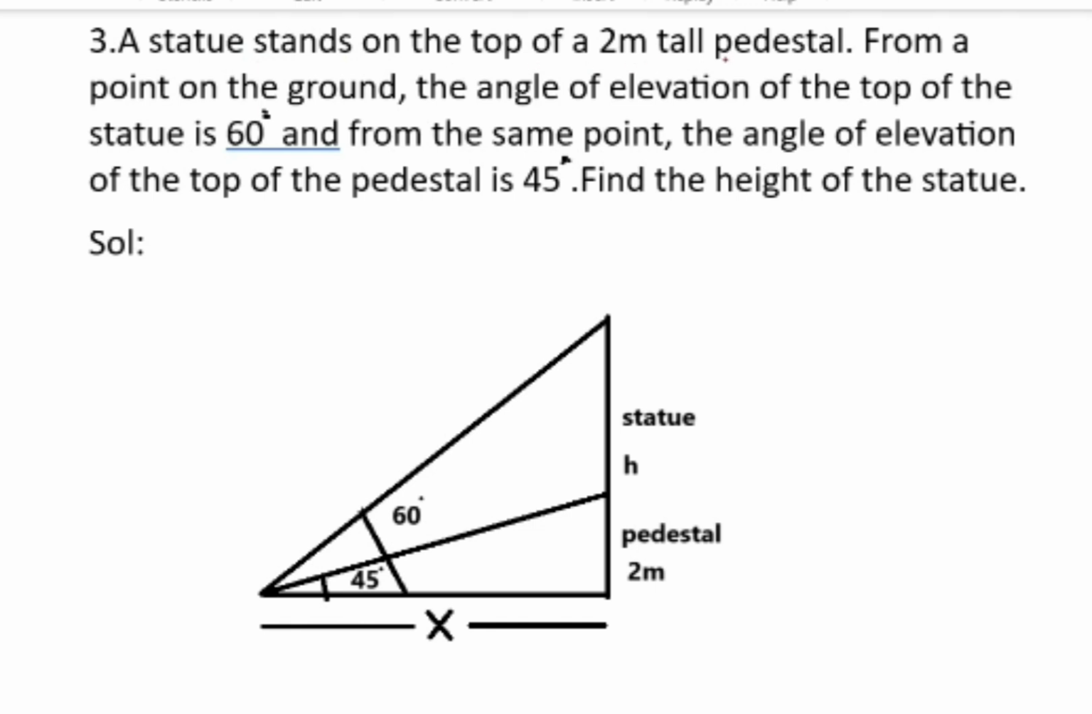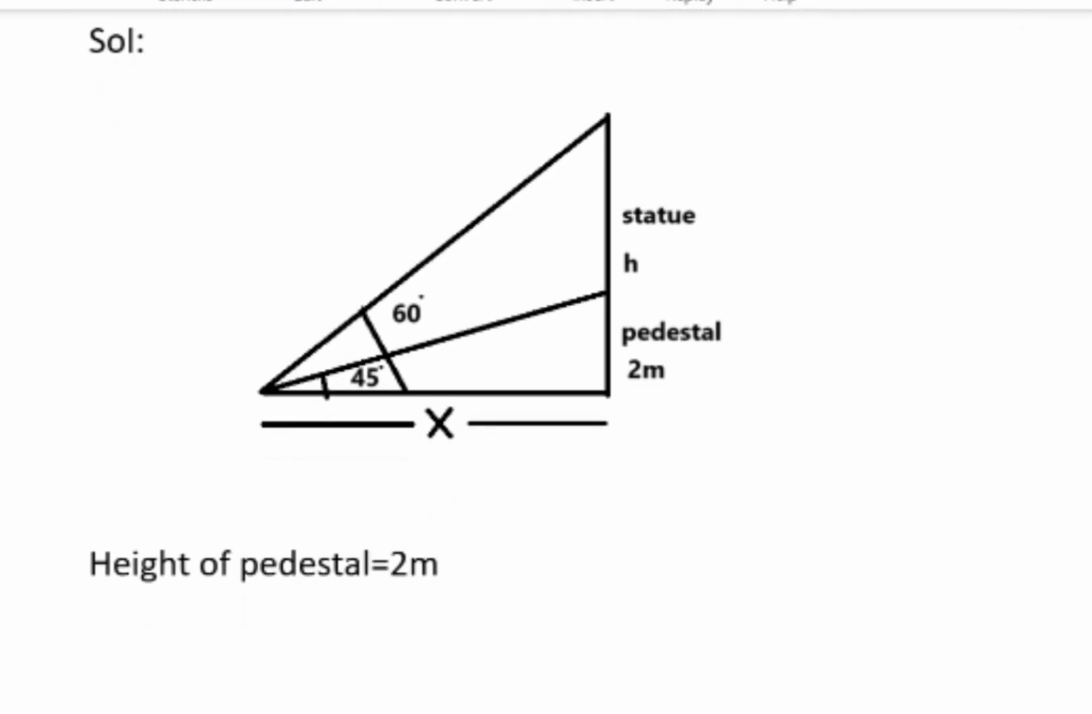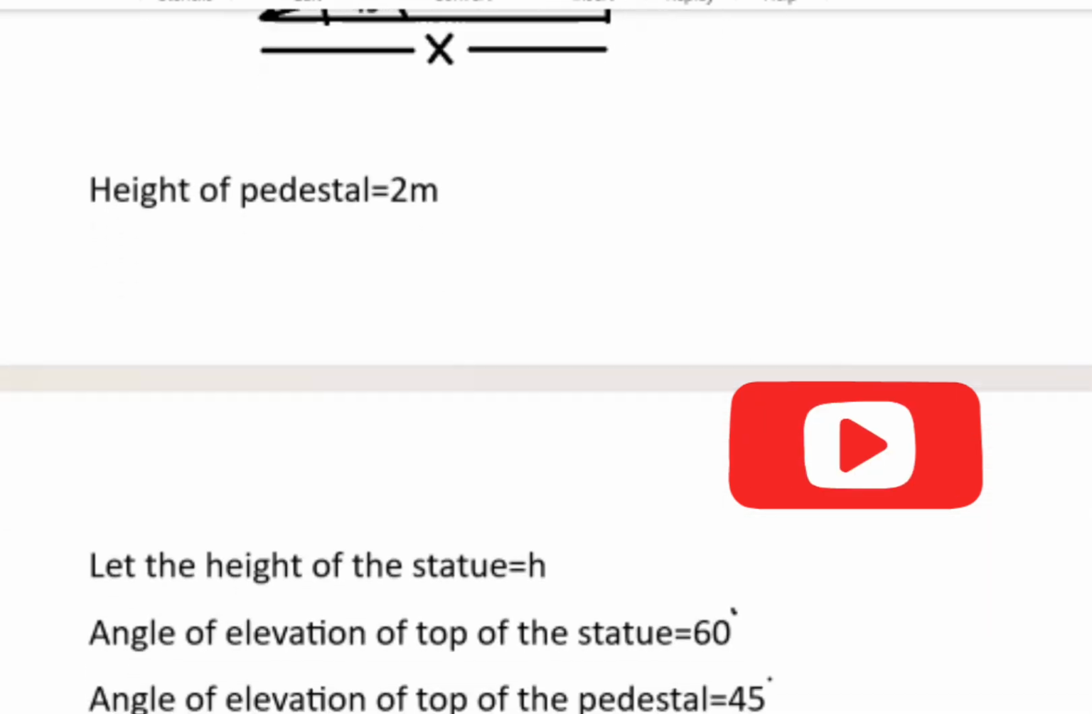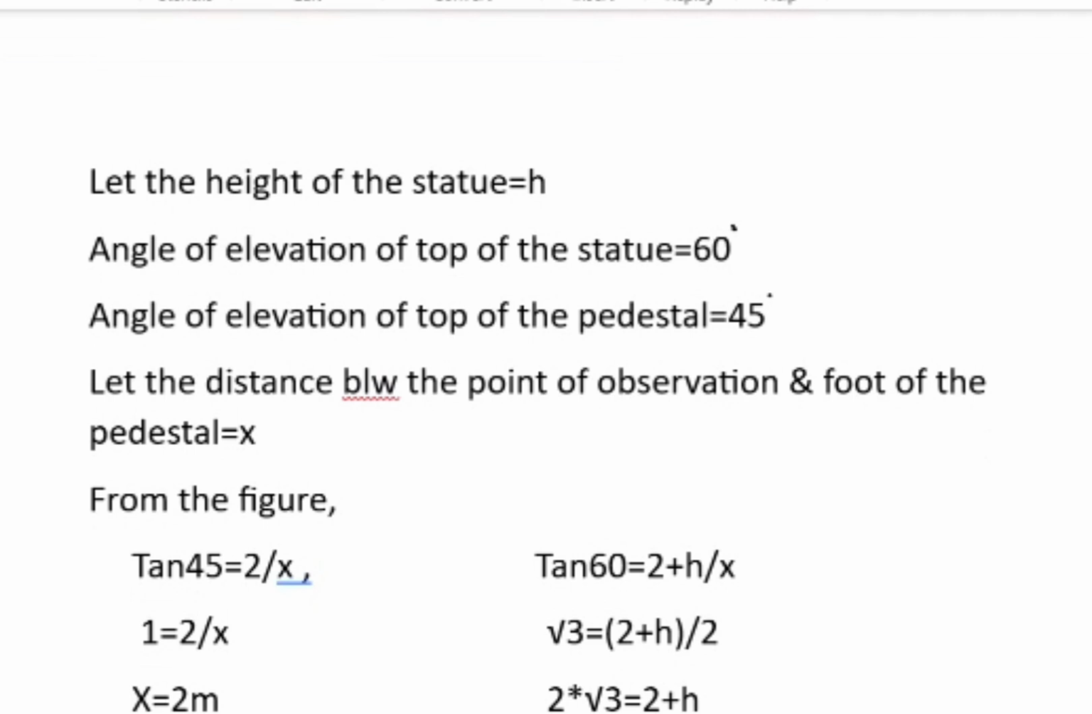So you have to find here the height of the statue. Given: the height of the pedestal is 2 meters. Let the height of the statue be h. The angle of elevation of the top of the statue is 60 degrees. The angle of elevation of the top of the pedestal is 45 degrees. Let the distance between the point of observation and the foot of the pedestal be x. From the figure, tan 45 is equal to 2 by x. So tan 45 is 1, which is equal to 2 by x, so x is 2 meters.